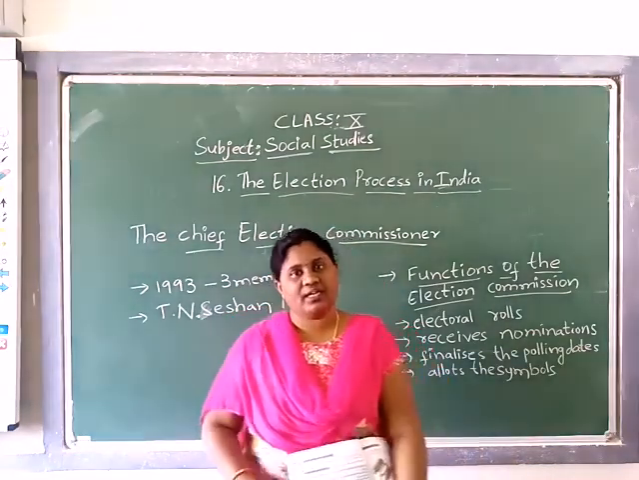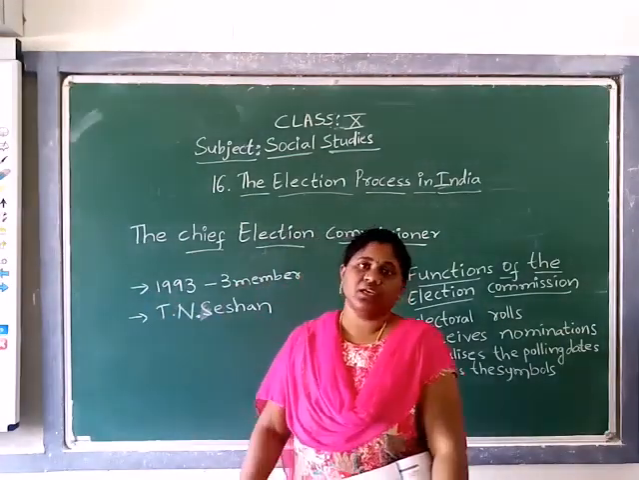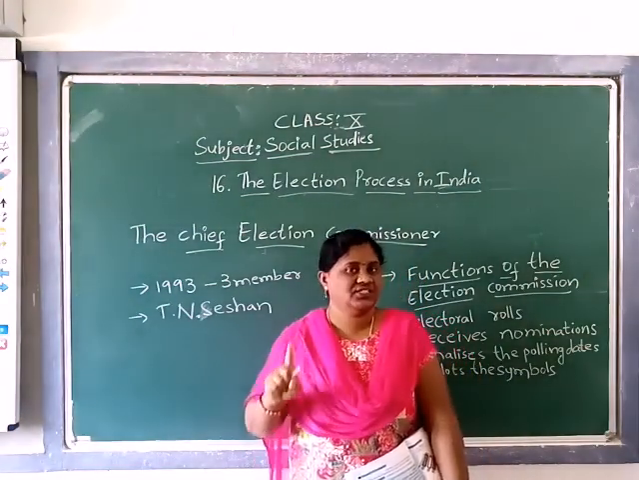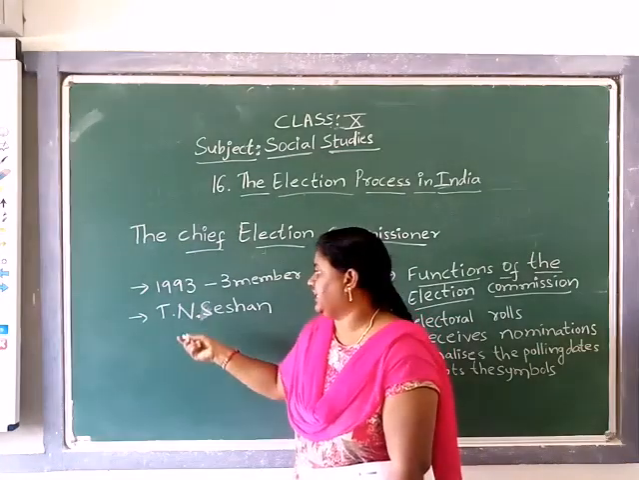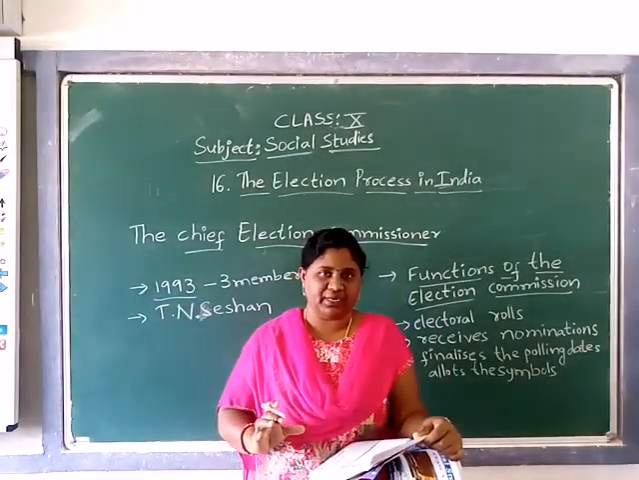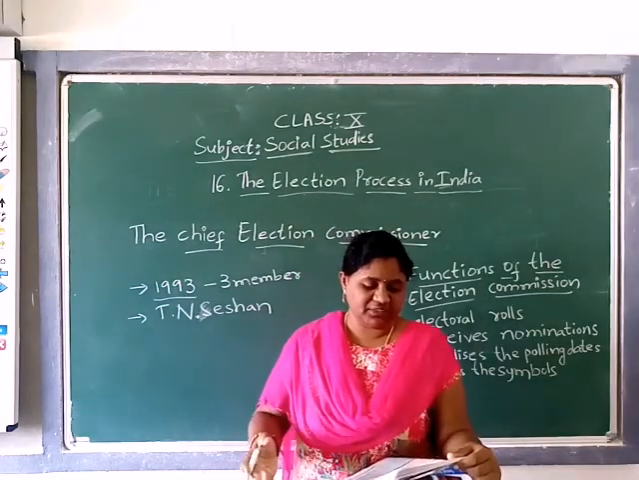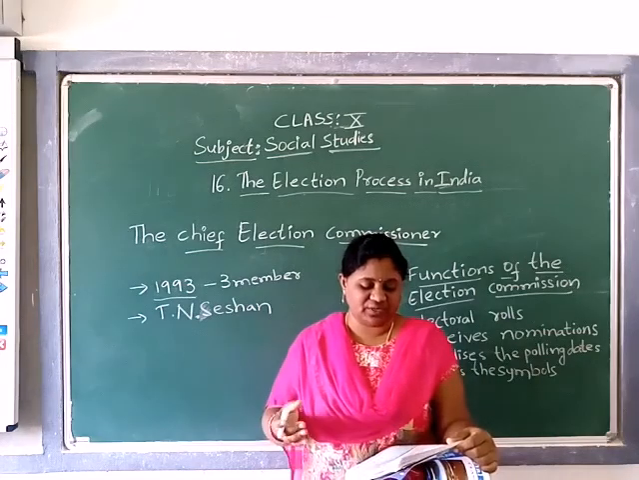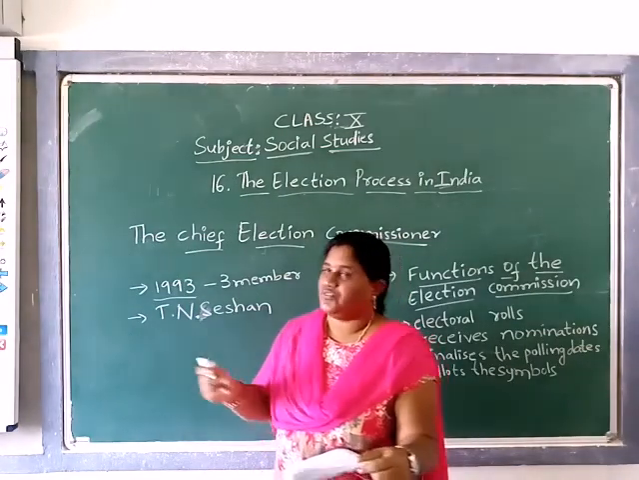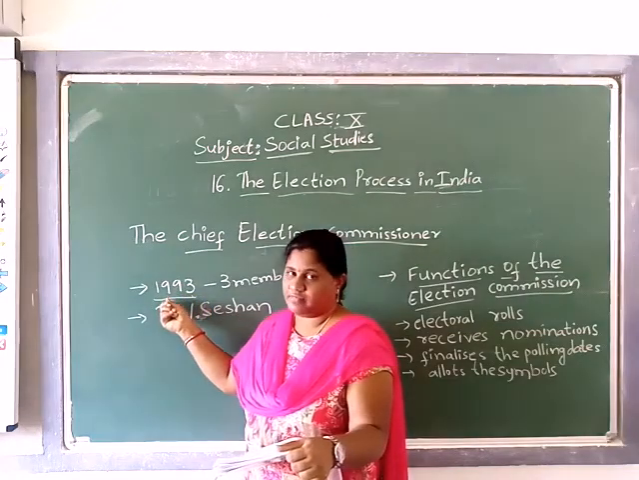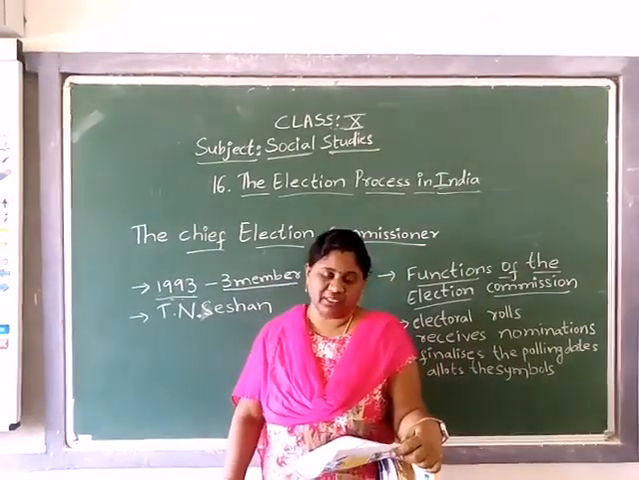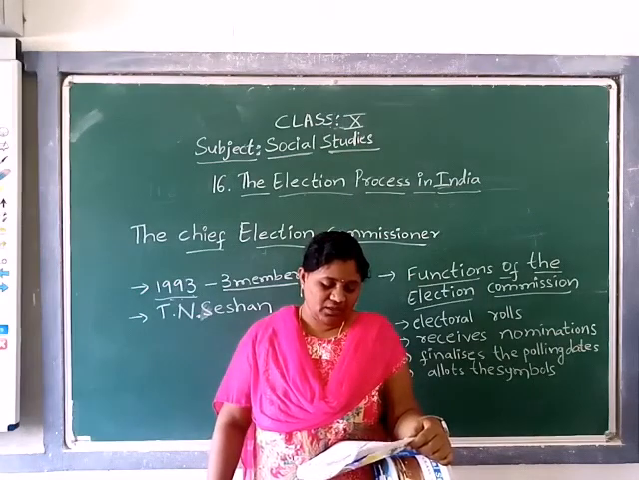Before 1993, there was only one head person for the election, the Election Commissioner. After 1993, they formed a department of 3 election commissioners. A 3-member commission has existed since 1993. Before that, only one person was the Election Commissioner.